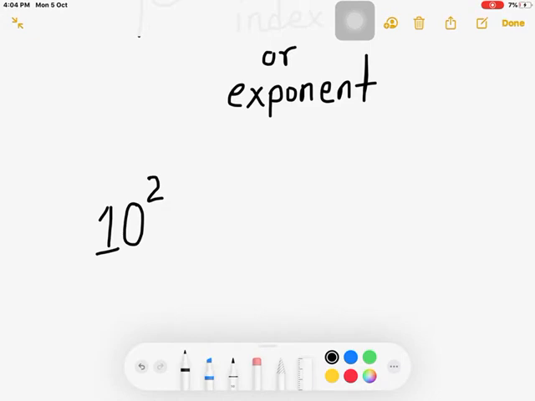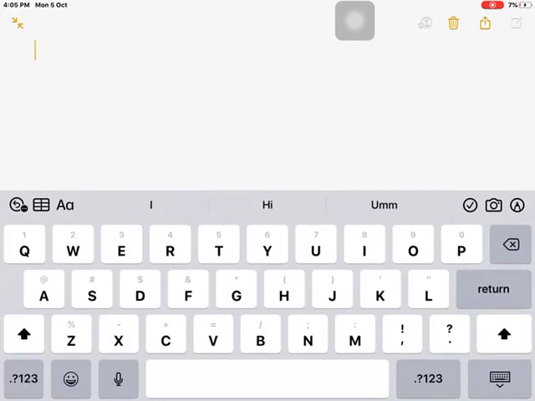Here we should know that the power shows the number of times a number is multiplied by itself. What does this power 2 show here? This means the power shows the number of times a number is multiplied by itself. Here the power is 2, so 10 is multiplied 2 times. 1 time, 2 times. Understood?